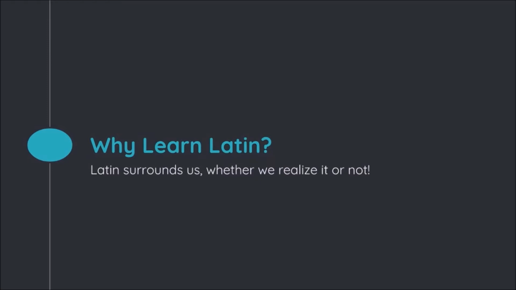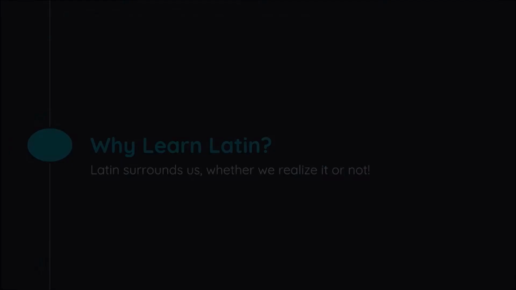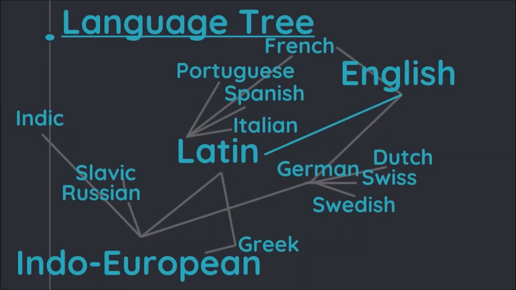Simply put, almost everything we do is based in Latin. Let's look at the tree of languages to see this better. As you can see, it all started with the Indo-European languages. Now, there are many branches off of this, but as you can see, one of the biggest branches is Latin. It was influenced by Greek, and went on to influence almost all the languages that are commonly spoken today.